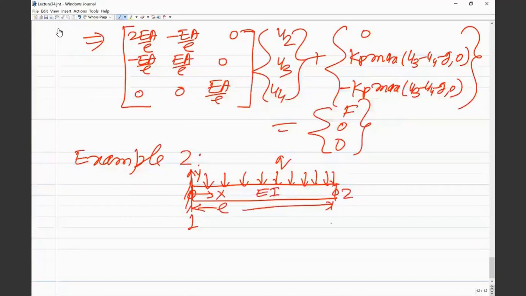Then this is node 2, and below node 2 there is a spring. One end of this spring is fixed. So let us say this is node 3, and the stiffness of the spring is, let us say, K, and initially the gap between this node and this one is, let us say, G.